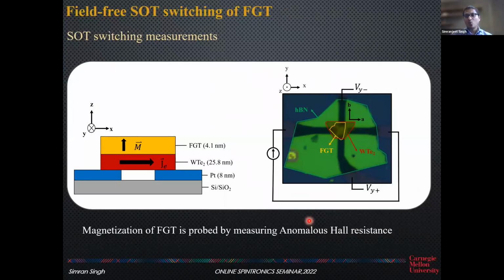So moving on, what we want to look at is whether we can achieve field-free SOT switching of FGT when we apply current along the a axis. For that, we probe the magnetization of FGT using the anomalous Hall effect. We apply a large charge current pulse to switch the magnetization, and then we send a small delta pulse to measure the magnetization state. Then we increase the writing pulse and keep measuring to see what the magnetic state is, whether it's moving between up and down.